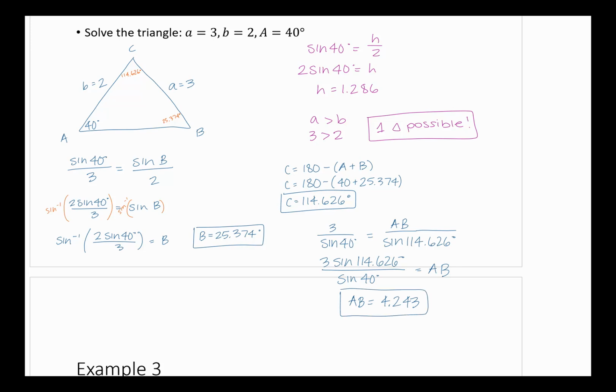So then we found all of the pieces of our triangle, and you can write on here if you want. So that would be 2, 4, 3 for that.